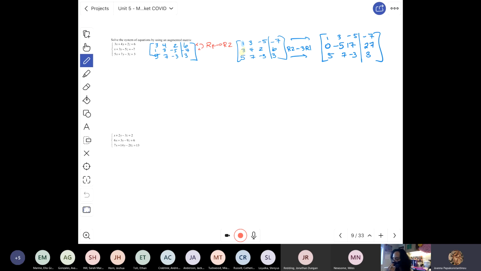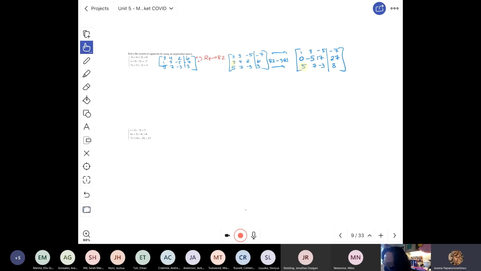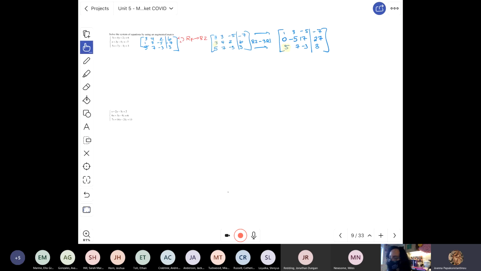Okay, now I really like that 1. I want to exploit that 1 because I can get zeros very easily by utilizing that. So let's get a 0 there. If I look at my row operation, I'm not changing first row, I'm not changing second row, but what am I going to do utilizing that 1 in row 1 to get that to be a 0?